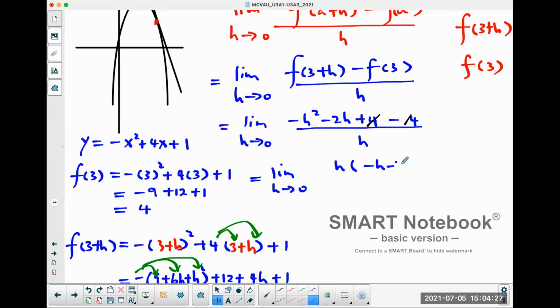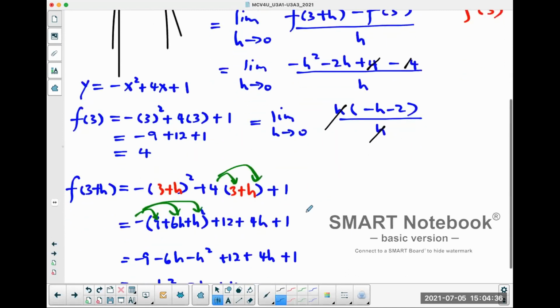You get negative h minus 2 divided by h. The h's cancel. They always cancel. If they don't cancel, something's wrong. You probably made a mistake somewhere. And now the limiting value, or the answer, is right here. Limit as h approaches 0 of negative h minus 2.